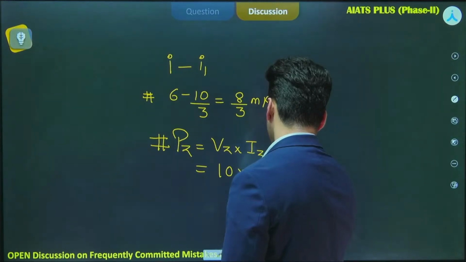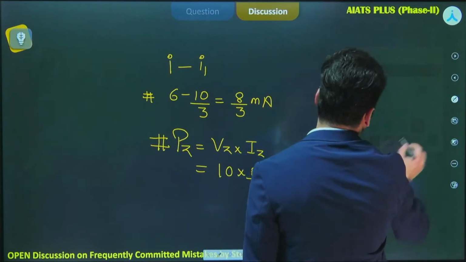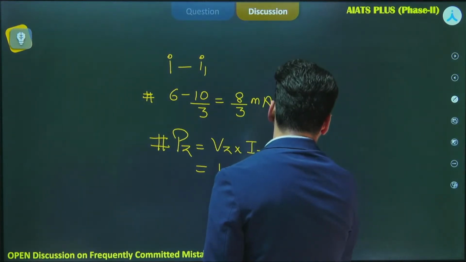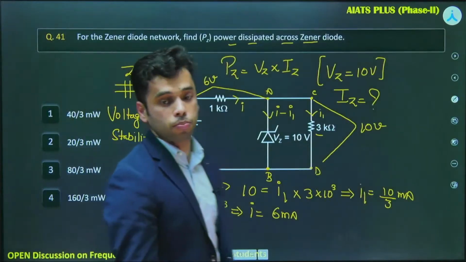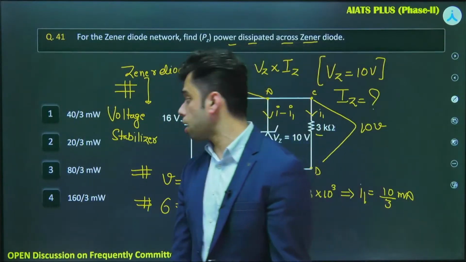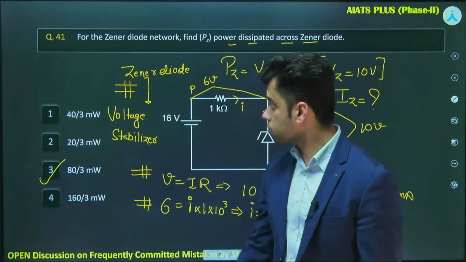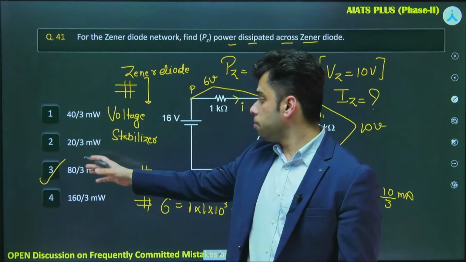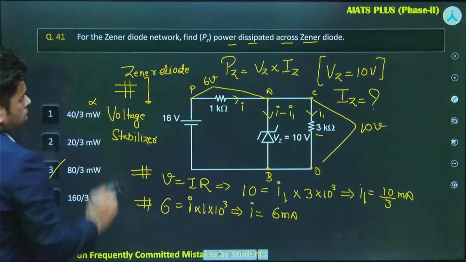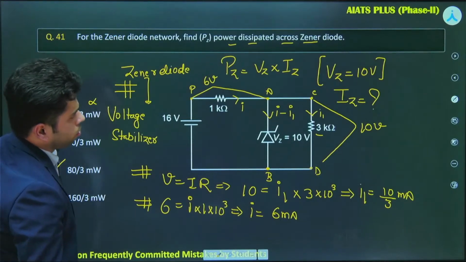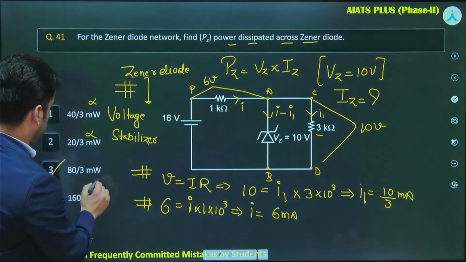Not ampere, milliwatt. 80 by 3 milliwatt is the correct answer to this problem, the power developed across the Zener diode. And yes, the correct answer becomes option 3. Have a look at the options: 40 by 3, 20 by 3, 80 by 3, 160 by 3. So this one is wrong, this one is also wrong, and this one is also wrong.